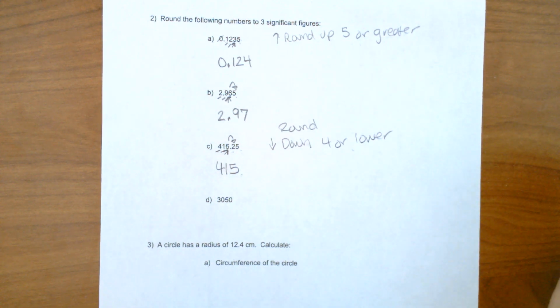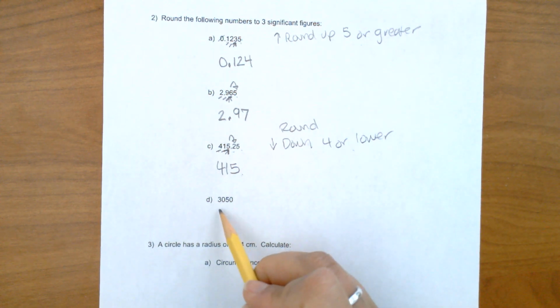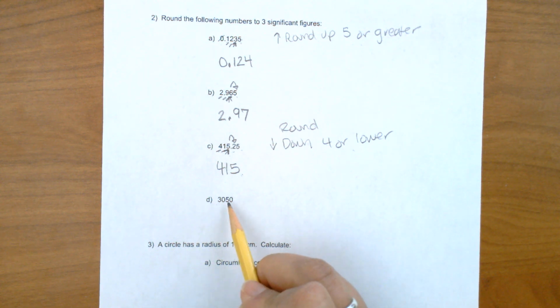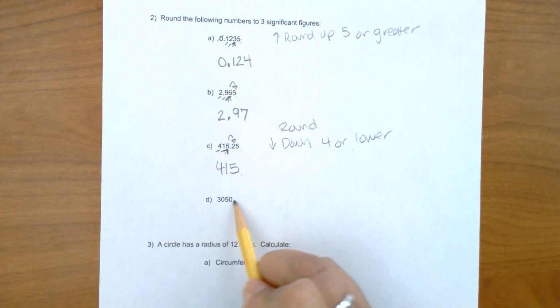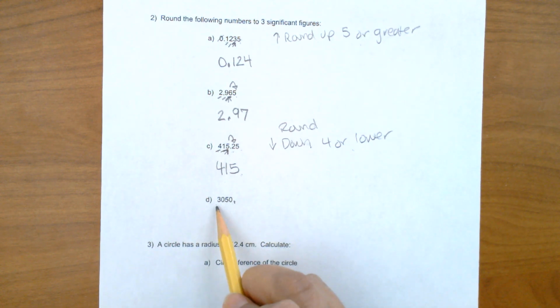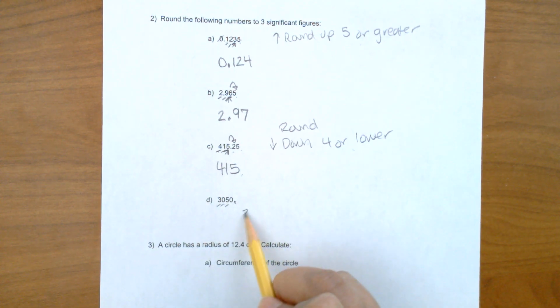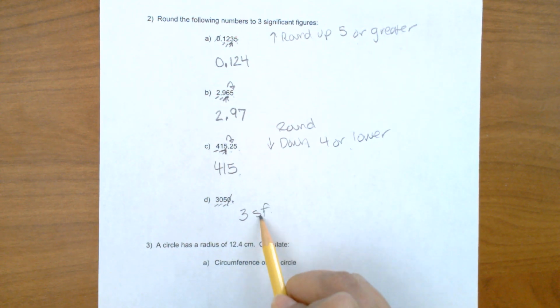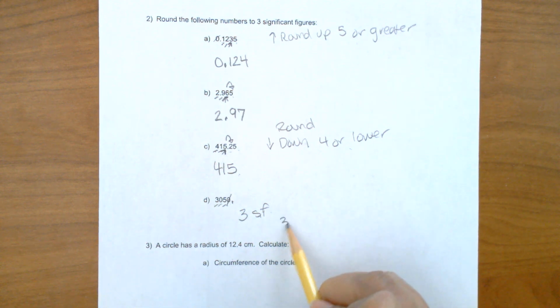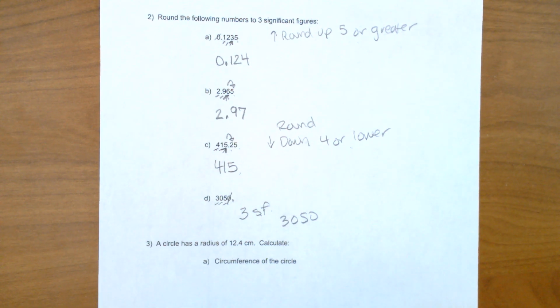And the last one for number 2, 3050. So here's the thing. This is a decimal point here. So we have 305, and this last 0 doesn't count, it's a placeholder. 3 significant figures, so we're all set. We just write down 3050 and we're done.